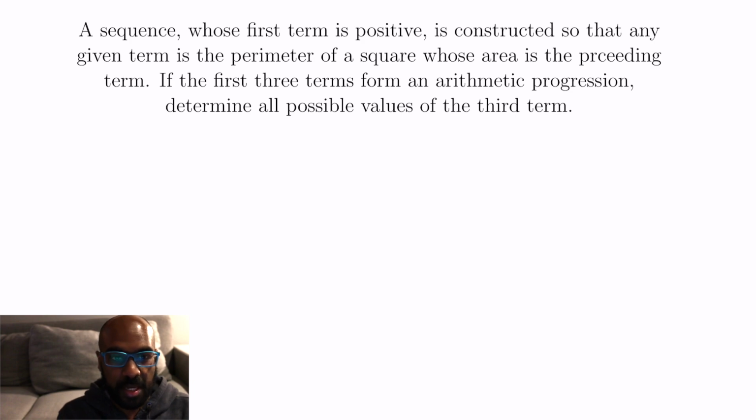creative problem. A sequence whose first term is positive is constructed so that any given term is the perimeter of a square whose area is the preceding term. If the first 3 terms form an arithmetic progression, determine all possible values of the third term.